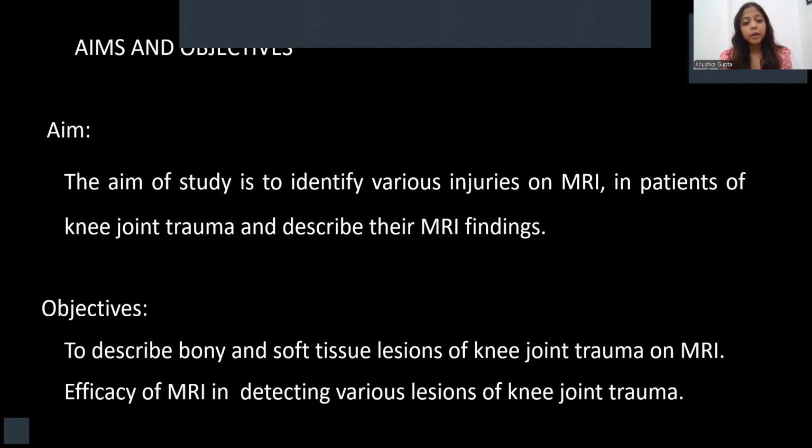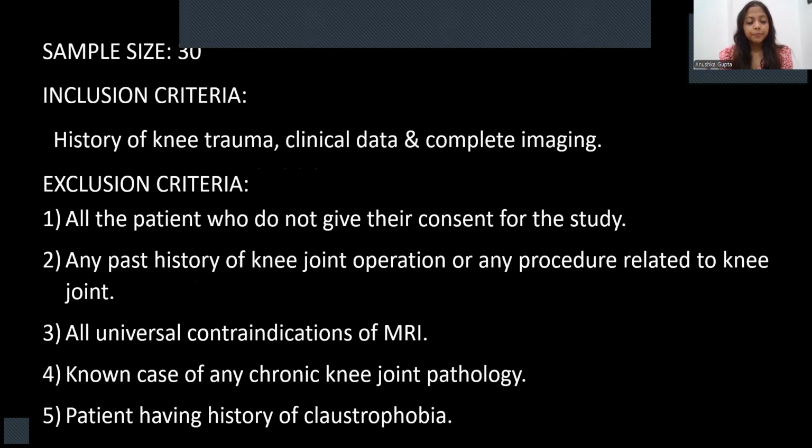The aim of the study is to identify various injuries on MRI in patients of knee joint trauma and describe their MRI findings. And the objective is to describe the bony and soft tissue lesions of knee joint trauma on MRI and the efficacy of MRI in detecting various lesions of knee joint trauma.